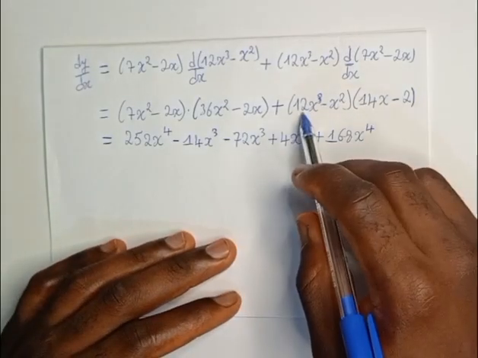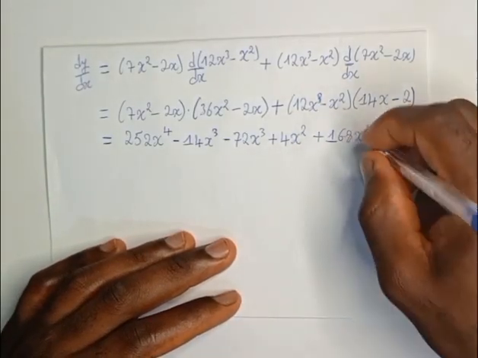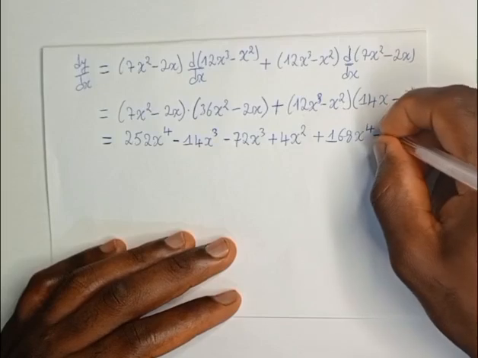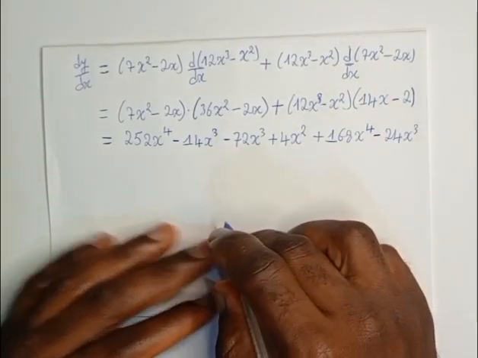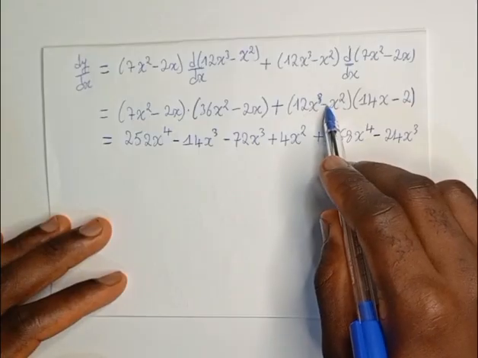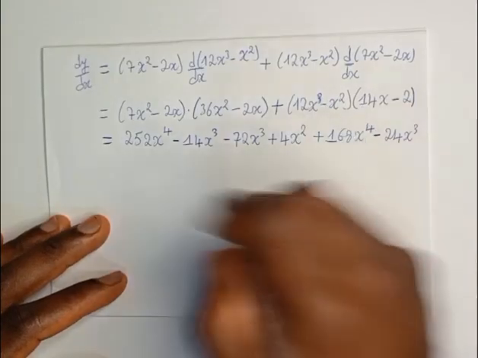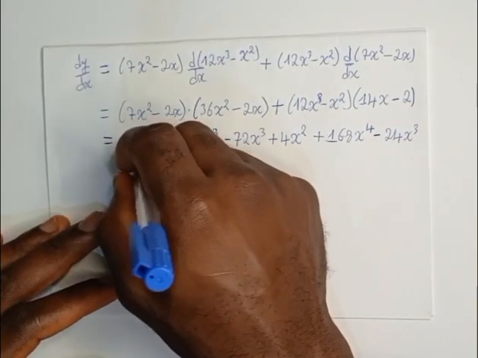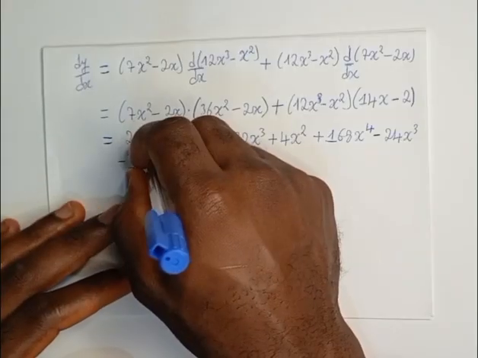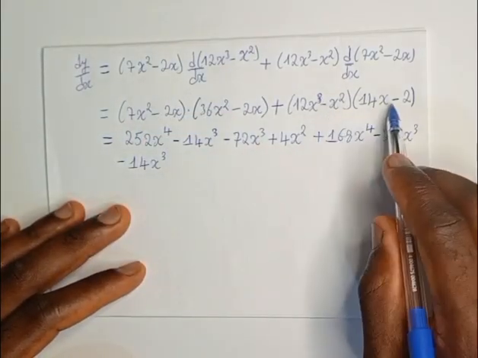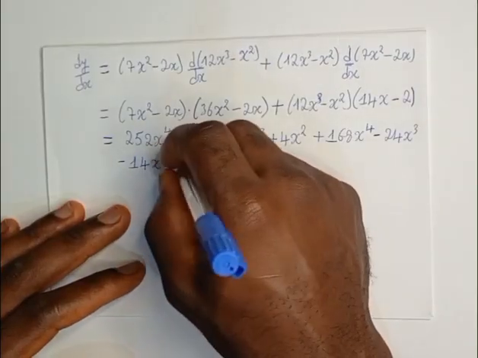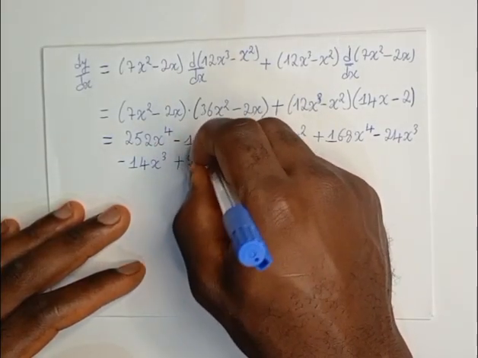We go to the next. 12x cubed times negative 2 gives us negative 24x cubed. Negative x squared times 14x gives us negative 14x cubed. Negative x squared times negative 2 gives us plus 2x squared.